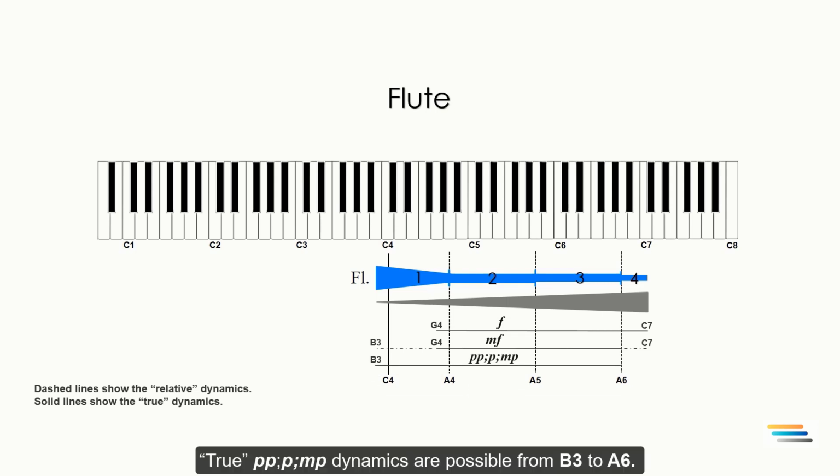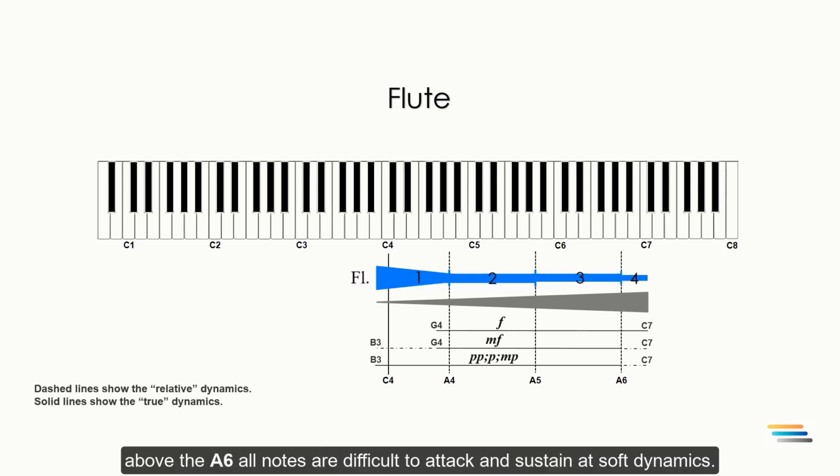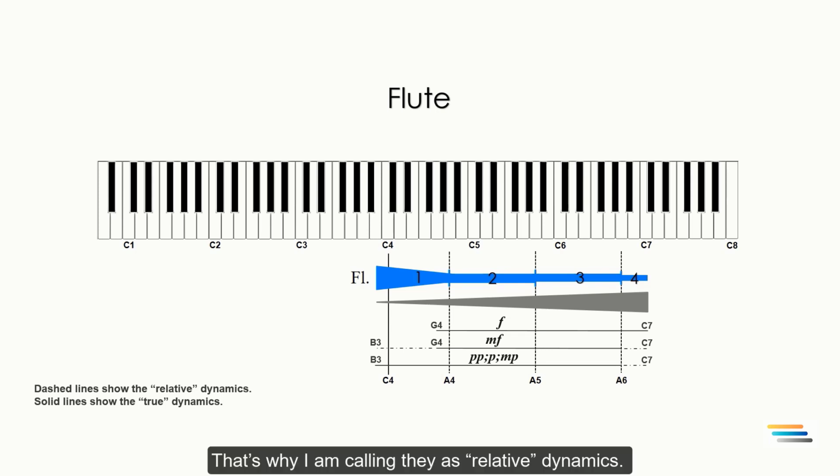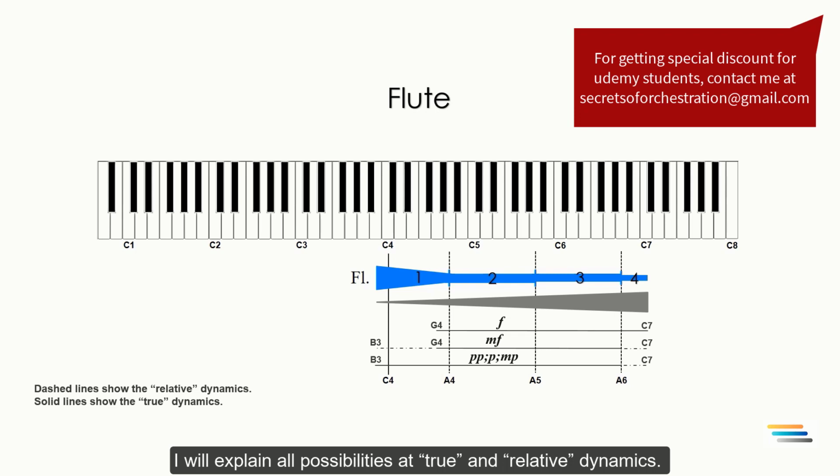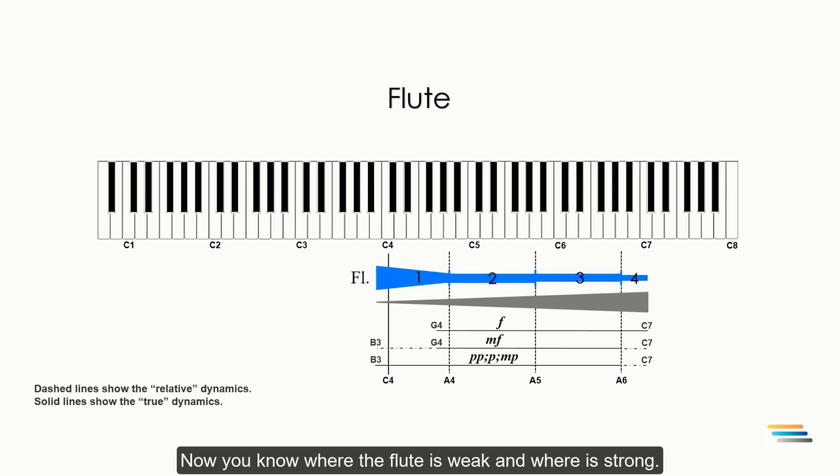True pianissimo, piano, and mezzo piano dynamics are possible from B3 to A6. Above the A6 all notes are difficult to attack and sustain at soft dynamics. That's why I'm calling them relative dynamics. I will explain all possibilities of true and relative dynamics. Now you know where the flute is weak and where it's strong.